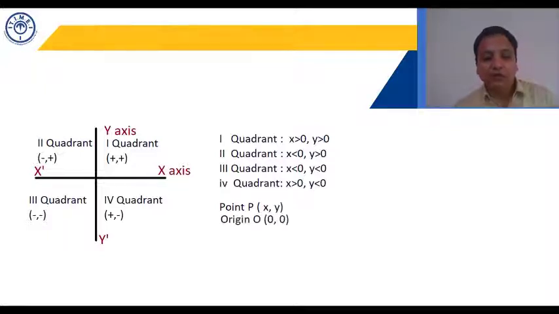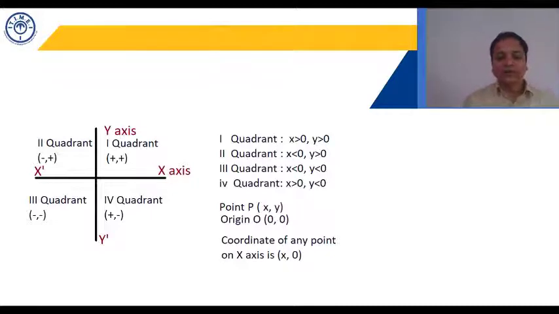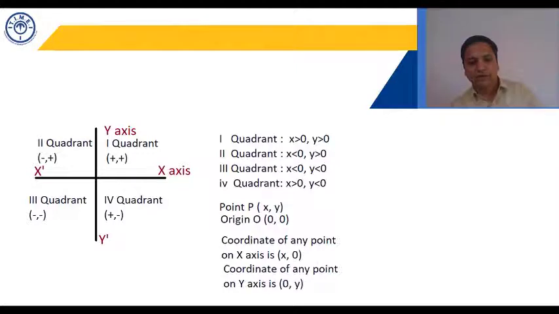Now, how do we write coordinates of origin? Origin 0, 0. So x coordinate is 0, y coordinate is also 0. In this manner we write origin coordinates. Coordinate of any point on x-axis is x comma 0, whereas coordinate of any point on y-axis is 0 comma y. We can also say equation of x-axis is y equal to 0 and equation of y-axis is x equal to 0. Because you move anywhere on y-axis, x coordinate by default is 0.